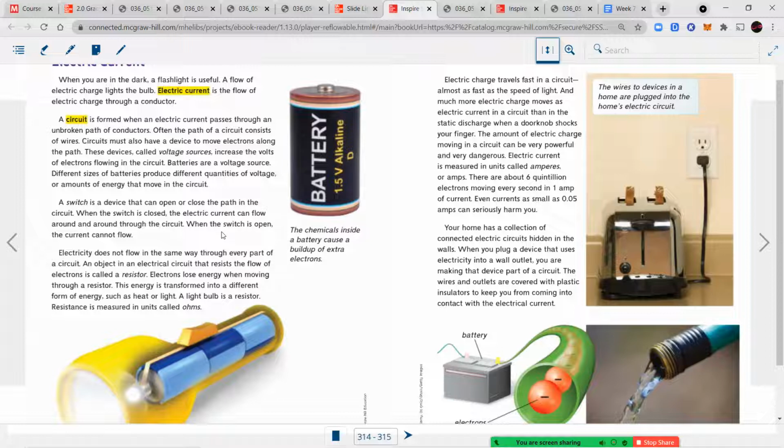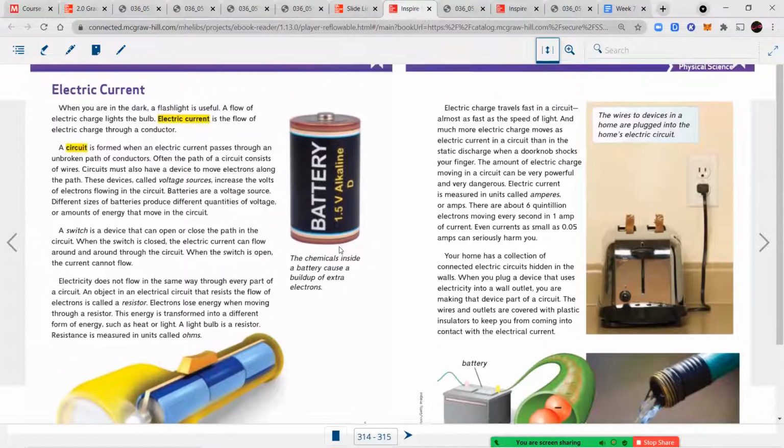Electricity does not flow in the same way through every part of a circuit. An object in an electrical circuit that resists the flow of electrons is called a resistor. Electrons lose energy when moving through a resistor. The energy is transformed into a different form of energy, such as light or heat. A light bulb is a resistor. Resistance is measured in units called ohms. The chemicals inside a battery use a buildup of extra electrons.